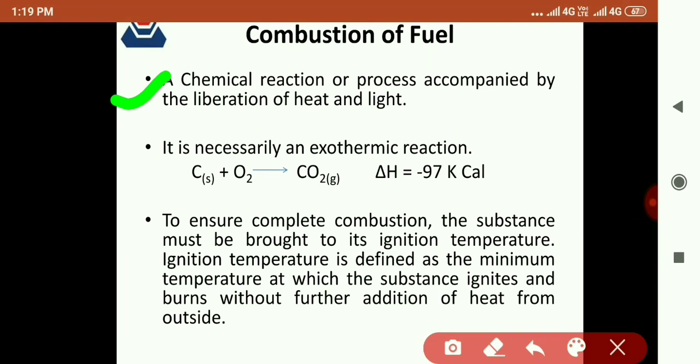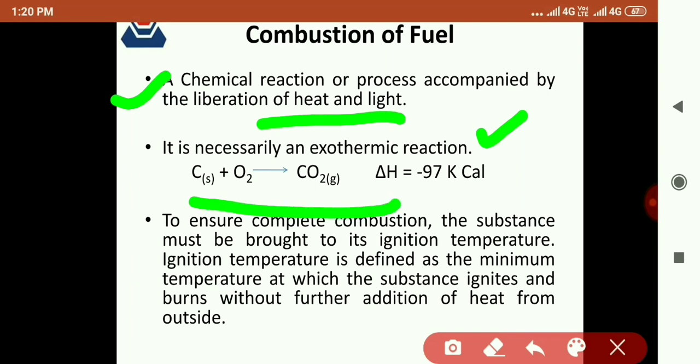The first point, you can see that the chemical reaction or process accompanied by the liberation of heat and light is known as combustion of fuel. So whenever we use the term combustion, it involves the liberation of heat and light, so it is necessarily an exothermic reaction. So here you can see that carbon combines with oxygen to give carbon dioxide, and the heat liberated is minus 97 kilocalorie. So liberation of heat is very much needed here.